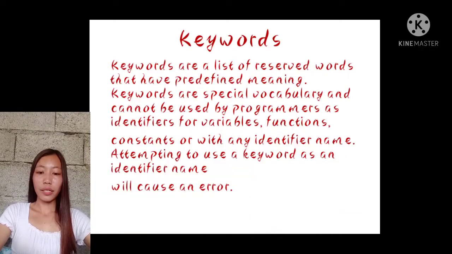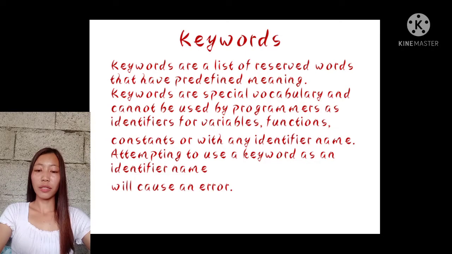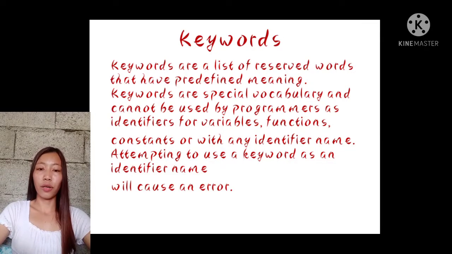Next is keywords. Keywords are lists of reserved words that have predefined meaning. Keywords are special vocabulary and cannot be used by programmers as identifiers for variables, functions, constants, or with any identifier name. Attempting to use a keyword as an identifier name will cause an error.